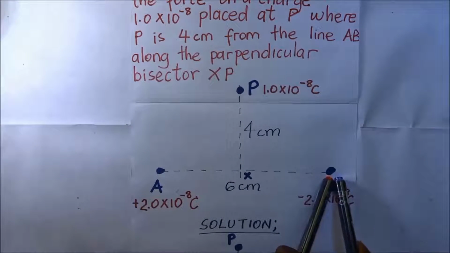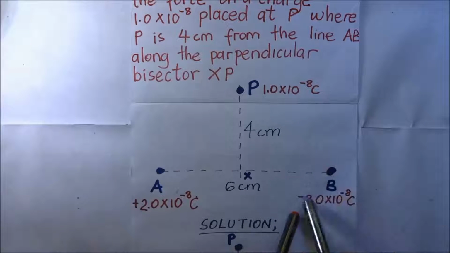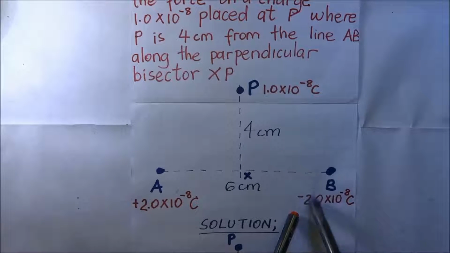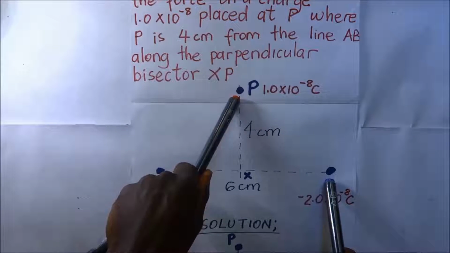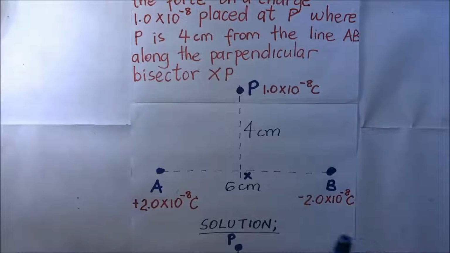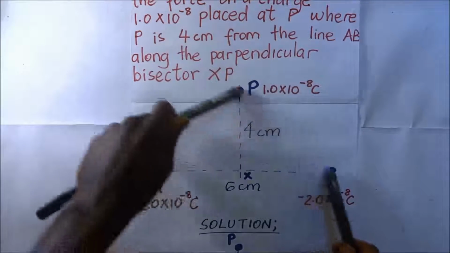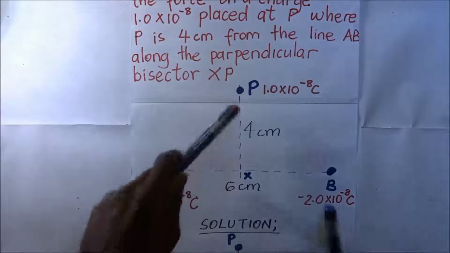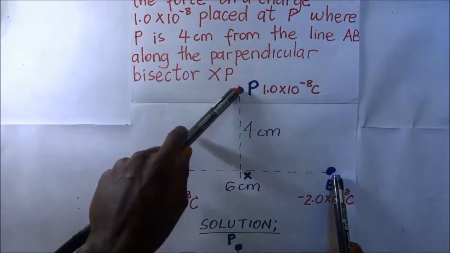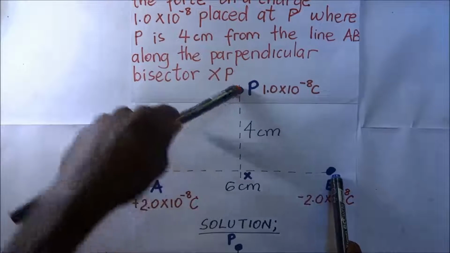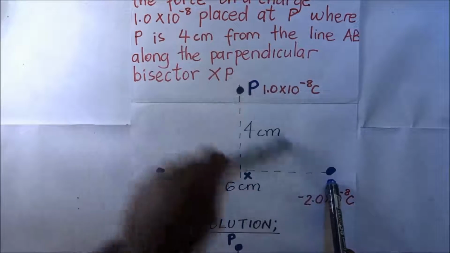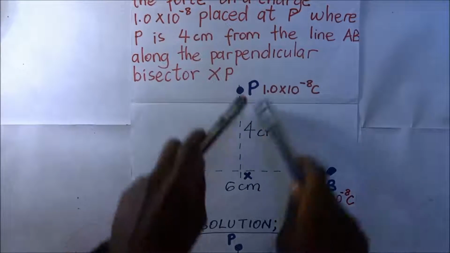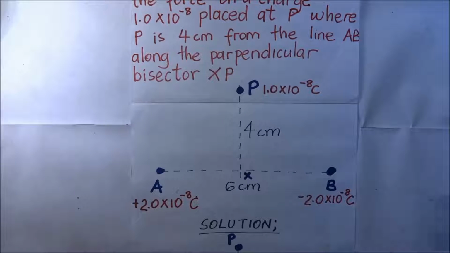Looking at charge B and P, B is a negative charge, and P is a positive charge. Since these two charges are opposite, it means that there is a force of attraction. So as far as B and P is concerned, the force acting on P will be working in that direction along the straight line towards point B. So if we were to redraw this diagram to show the forces that are acting on P, this is how it would be.